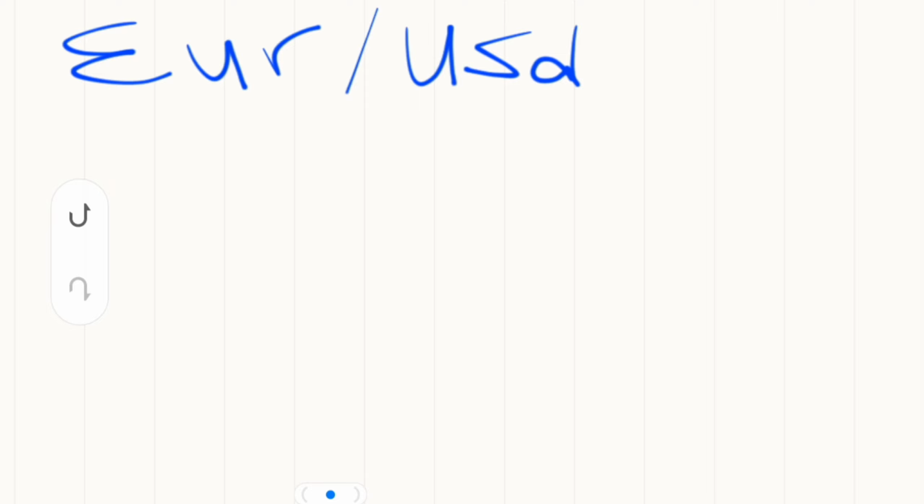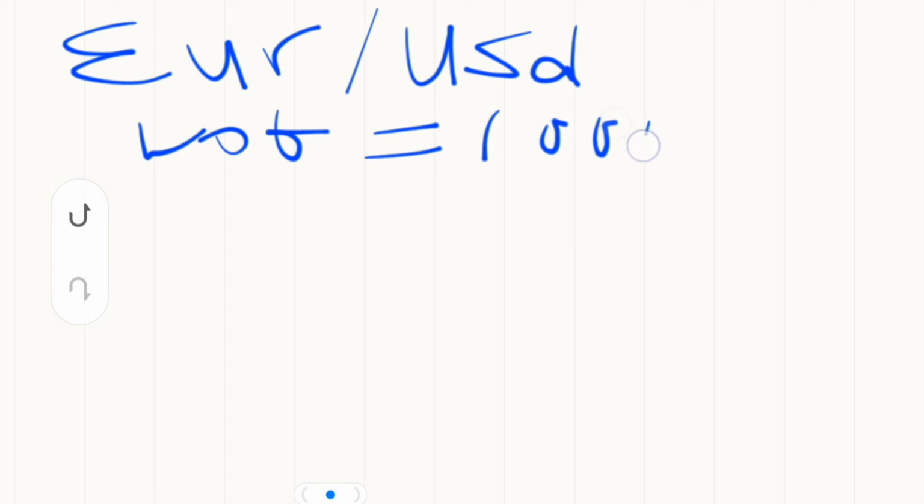The next thing we're going to talk about is the lot size. What lot size are we using? Let's start with a micro lot size, which is 1,000 units of the base currency, which is 1,123. And this is 1,000 units of the base currency, and it's the same thing as 0.01 lot on MT4 input.